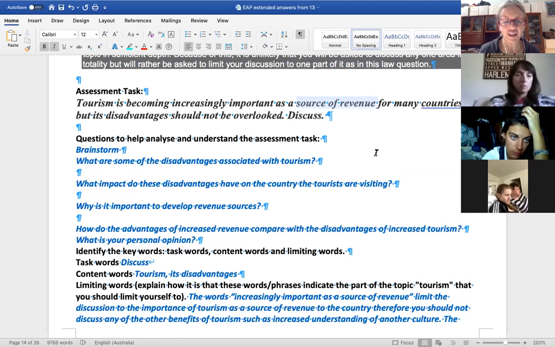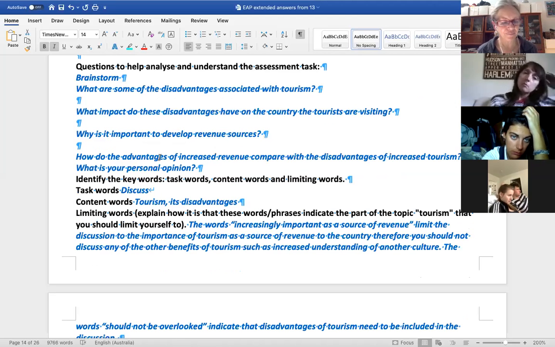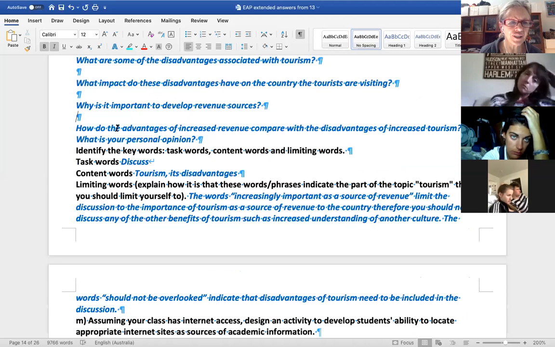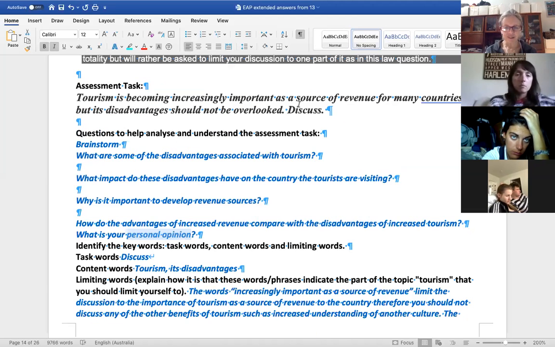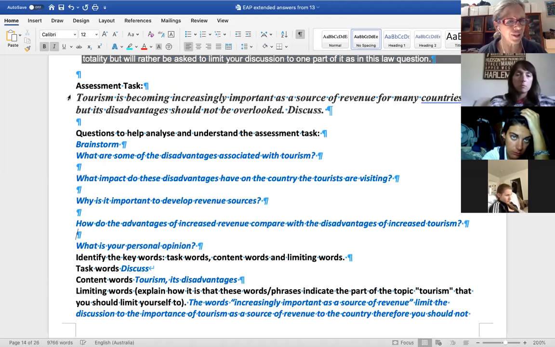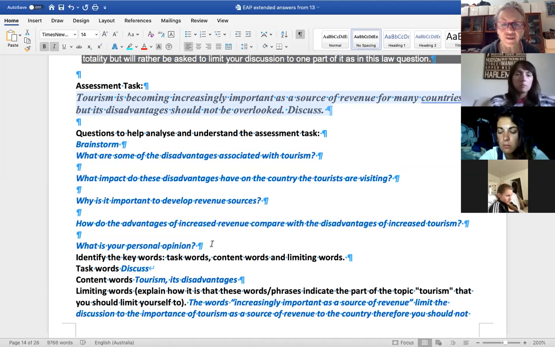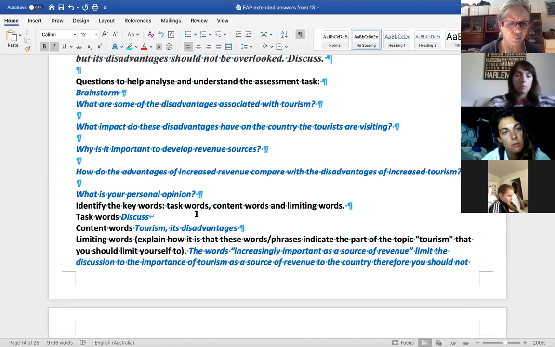So the country needs some money coming in, obviously, to pay for infrastructure and whatnot. So how do the advantages of increased revenue compare to the disadvantages of increased tourism? And then personal opinion. When you say discuss, you can give your own opinion. So basically you think of questions like that. I think with this one, in your assignment, you have to think of questions to ask. You're given that little bit there, and you have to give the questions. So that's some questions you can give. I should have printed out the assignment. I can't remember what your one says. And have them have their own opinion.